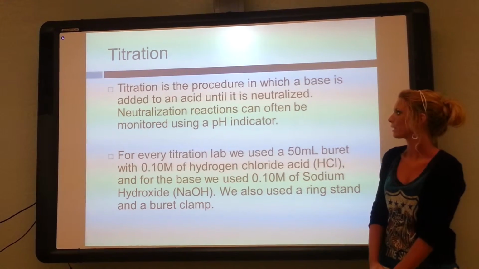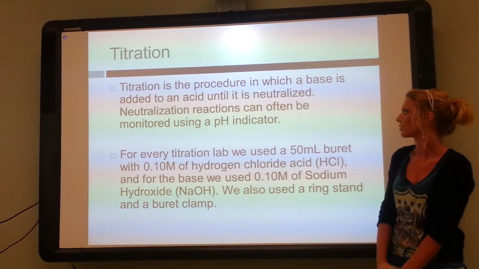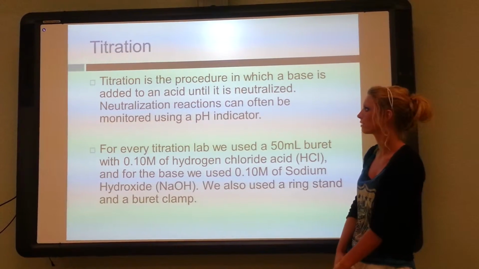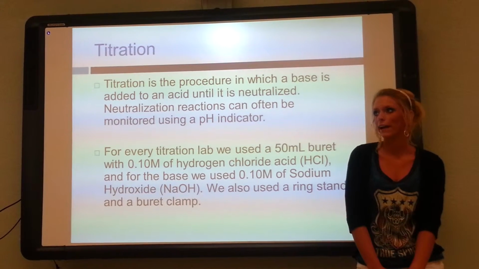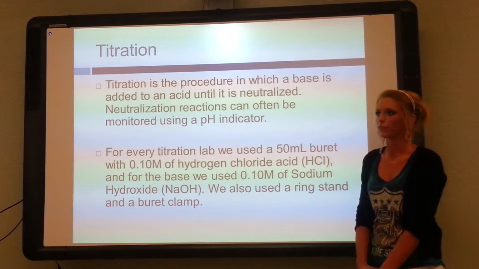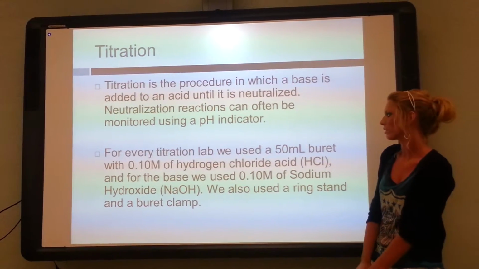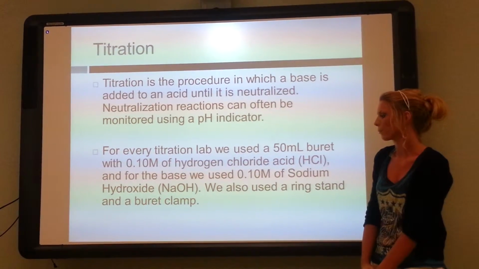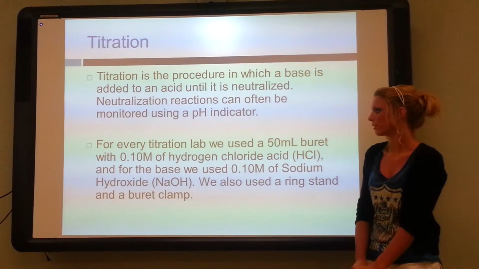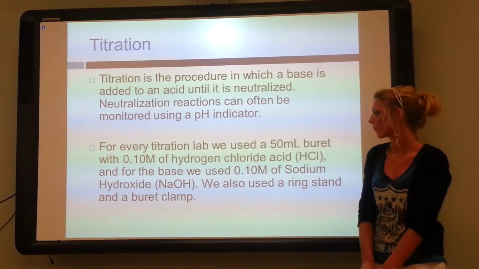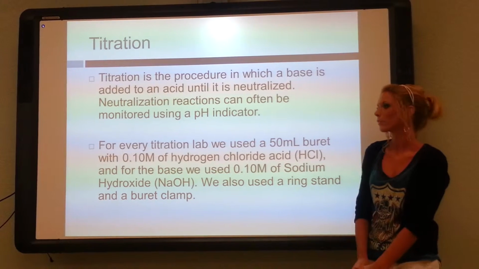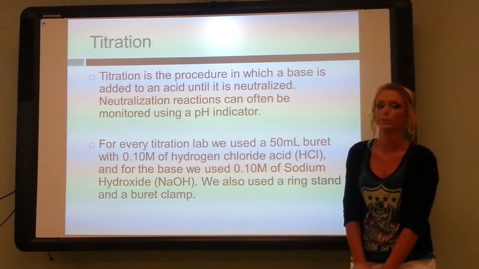The next slide is about titrations and just the definition of it. Titration is the procedure in which a base is added to an acid until it is neutralized. Neutralization reactions can often be monitored using a pH indicator. For every titration lab, we used a 50 milliliter burette with 0.10 molarity hydrogen chloride acid, or HCl. For the base, we used 0.10 molarity sodium hydroxide, or NaOH. We also used a ring stand and a burette clamp.